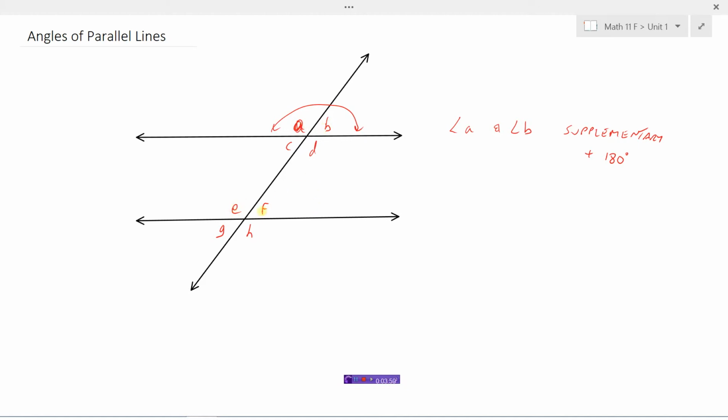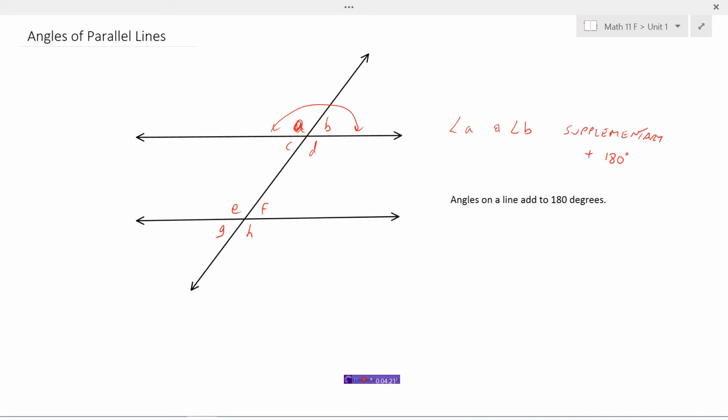E and F would add to 180. You could look at F and H. F and H would add to 180. G and H would add to 180 because they're two angles on a line. So we know that angles on a line add to 180 degrees. A and B would add to 180.